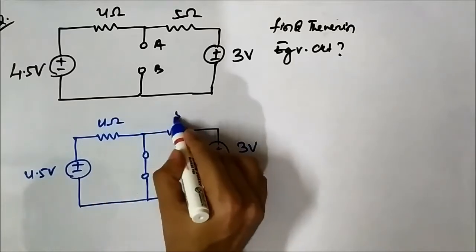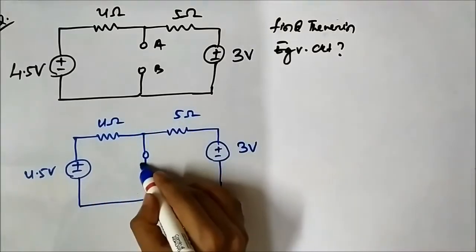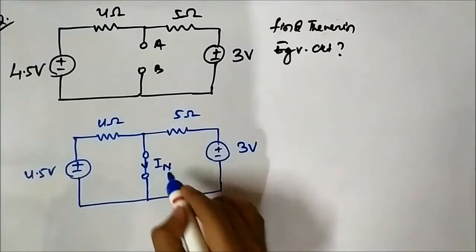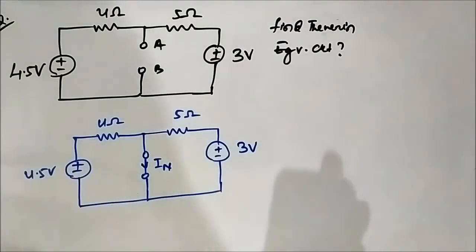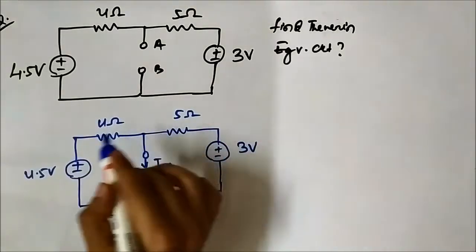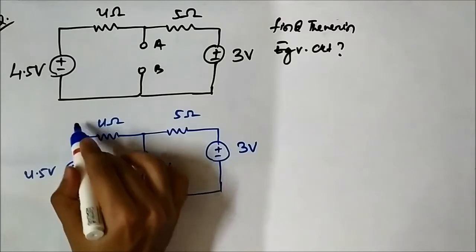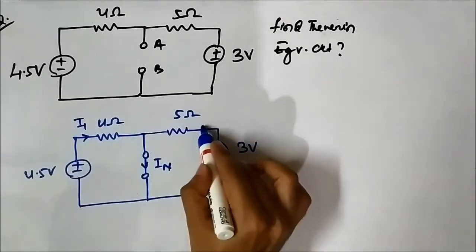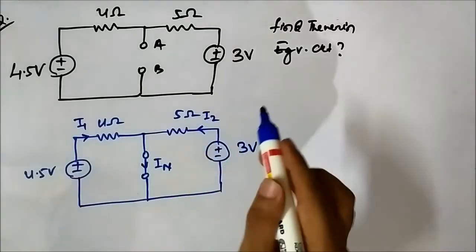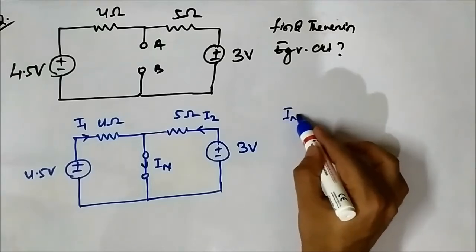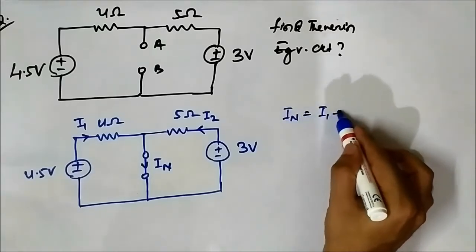Four ohm and 5 ohm. So this is IN. Let's say this current flowing is I1 and this current flowing is I2. So IN is simply I1 plus I2.